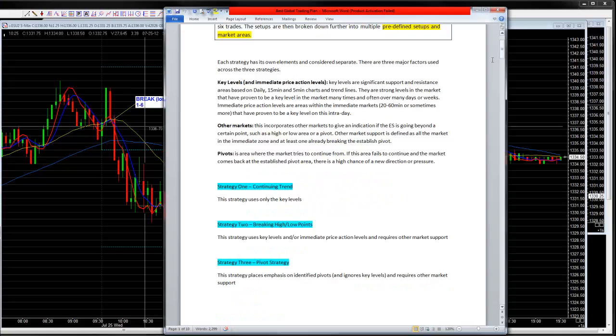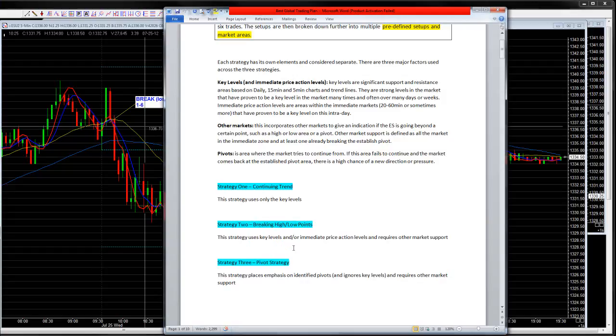Strategy 1 is all about continuing trends. It's the 5-minute momentum and 5-minute continuation trade. It's just based on key levels and key levels only, and applying the blueprint over the top of that. The second strategy is similar to a continuing trend, but looking at the highs and lows and getting a breakout, and they're quite significant areas, and they're certainly a different area within their own right. And what this is, using key levels, or if not key levels here, we can use immediate price action levels, and requires the support of other markets.